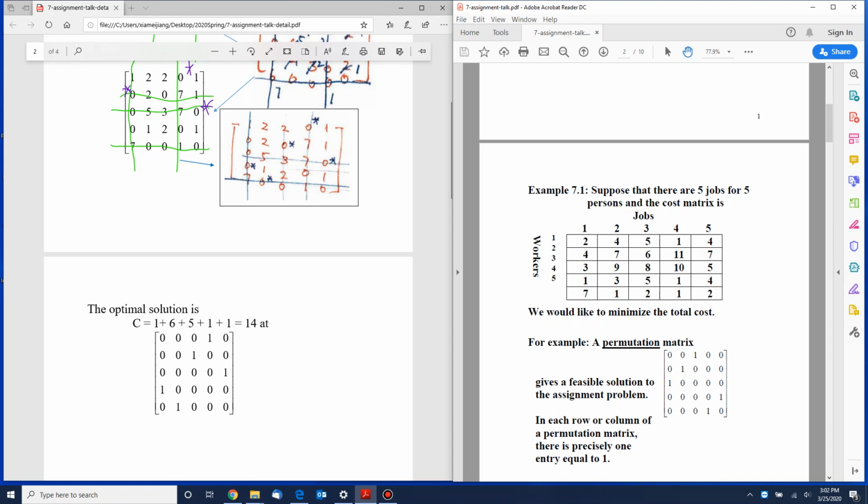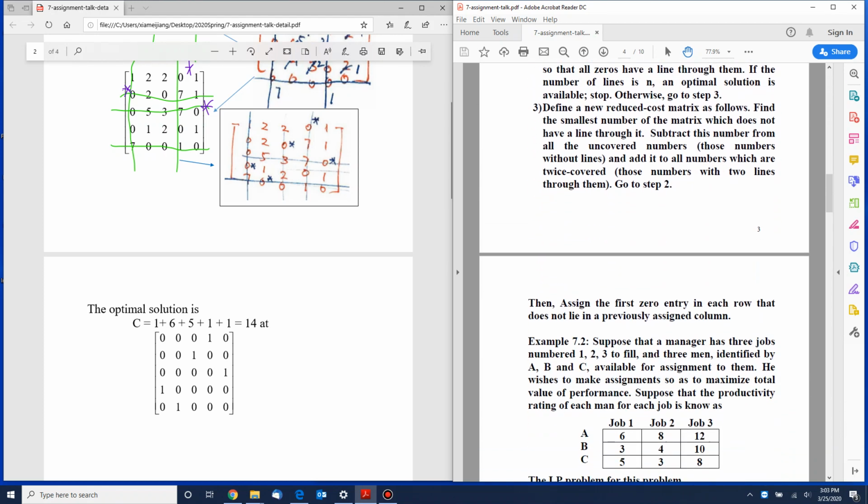So in this way, 1 plus 6 plus 5 plus 1 plus 1 totally equals 14. So the optimal solution is written in this way. You go back to the table to see the cost for each worker and each job, which one you choose, and then write the permutation matrix. That is the optimal solution. Okay, so this is about the assignment question.